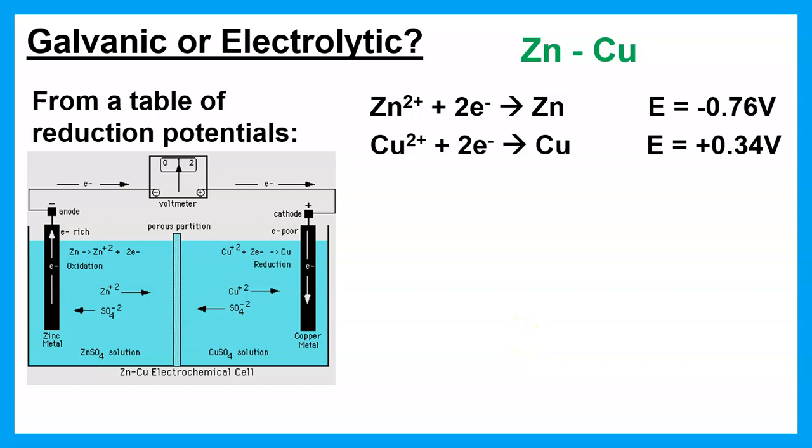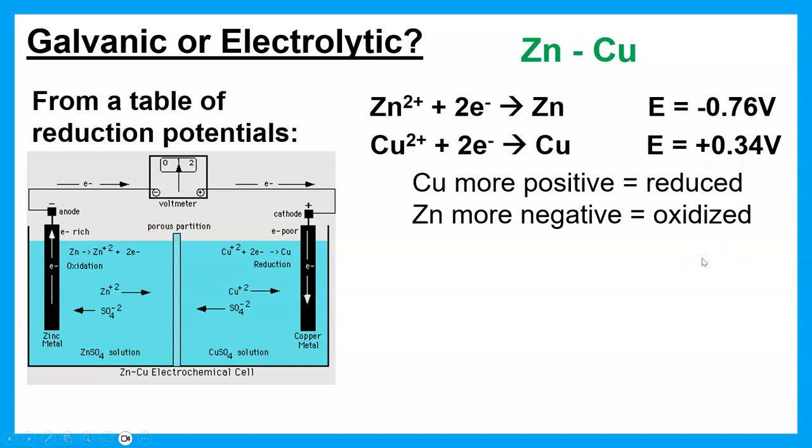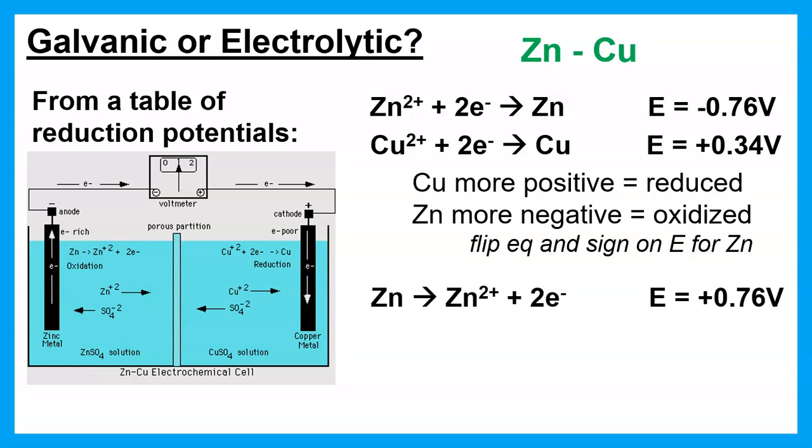All right, let's do a problem where we have to figure out if something would be galvanic or electrolytic. Okay, we're going to have zinc and copper. If I look here, my copper is more positive. My zinc is more negative. I'm going to flip my equation. I'm going to flip the sign on E. I'm going to add them together.